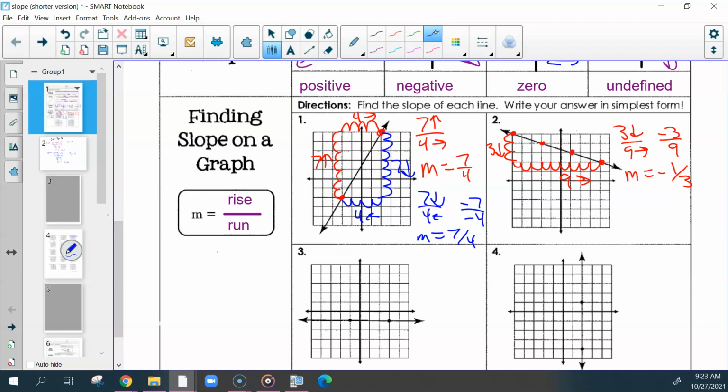If you were looking the other way, let's say I found these 2 points first and I did not see the other 2, that would still be fine because you would still get the same answer. But I would go up 1 and to the left 3. Which would still give me that -1/3. Questions on number 2?